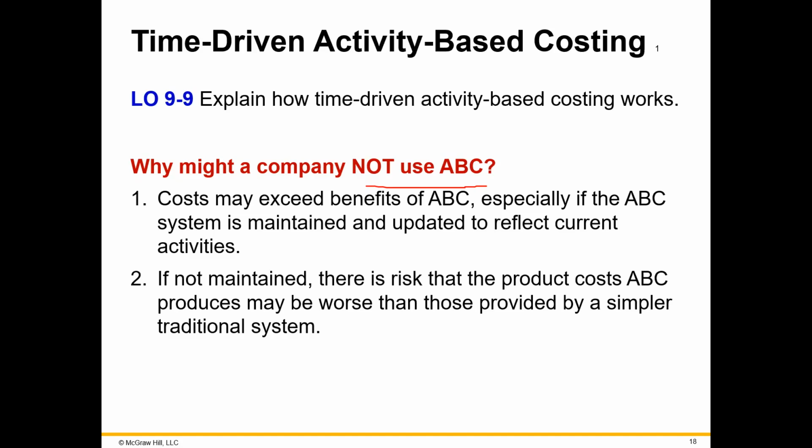If it doesn't, or if the benefit is too little to be worth it, then a company might not use ABC. Also, the ABC system needs to be maintained, meaning that you have to keep up with the changing allocation bases and rates. And if you don't, then your numbers might actually be worse than what a simpler traditional system might provide. So again, in the real world, you have to determine whether or not a certain cost system is going to be worth the extra effort and the extra money, or if you can deal with just a simpler traditional system, that might be the better way to go.